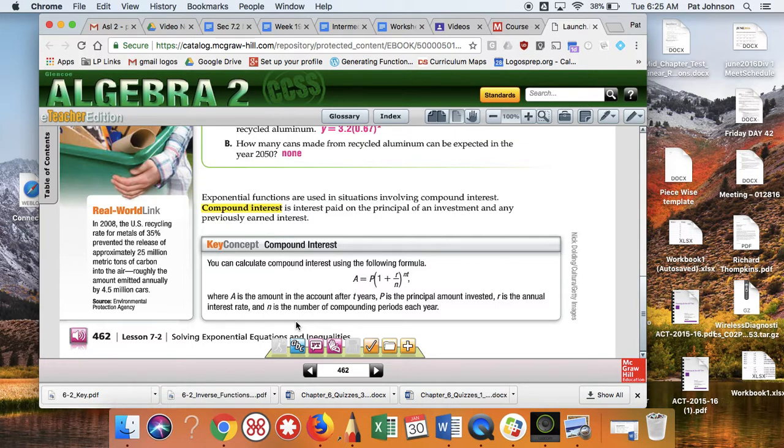So if it's compounded annually, N would be 1. If it's semi-annually, it would be 2. If it was quarterly, it would be 4, and so on. Monthly would be 12. Daily, 365. So that's what we use for this. This one's slightly different than the interest formula that we used in the last section.